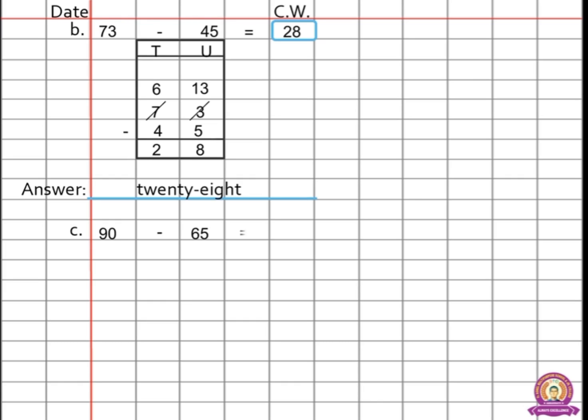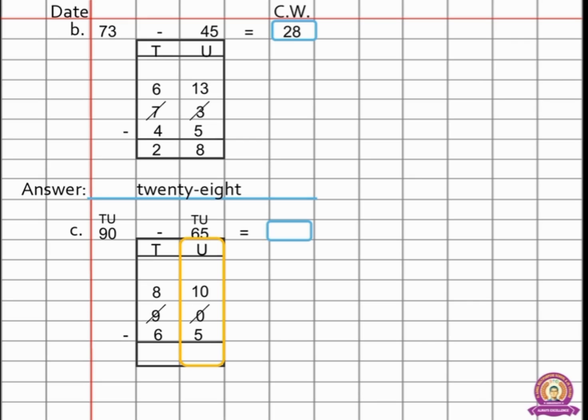C. 90 minus 65. In the number 90, 0 is in the units place and 9 is in the tens place. In the number 65, 5 is in the units place and 6 is in the tens place. Once again, we have a smaller number on the top. Let us borrow 1 10 from 9 tens. Strike 9 and write 8. And strike 0 and write 10.